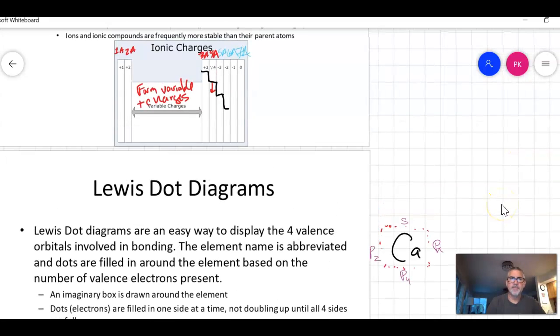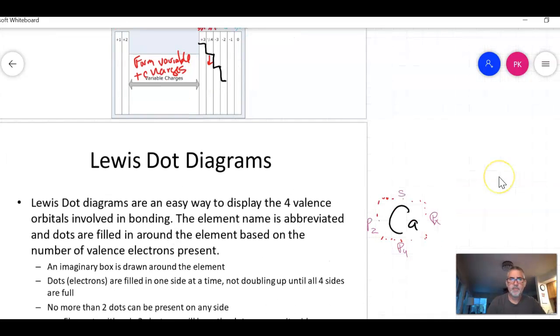So calcium is in 2A, so calcium has 2 electrons. Now these electrons will occupy orbitals. But remember, I can only have a maximum of 2 electrons in any orbital. And then Hund's rule says they have to be as far apart as possible. So I'm going to put them as far apart as possible, like that.